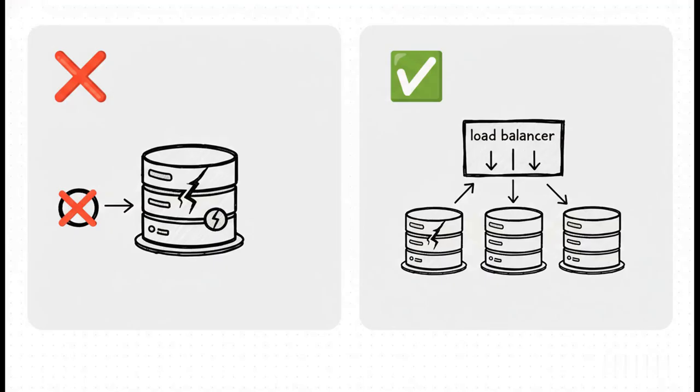And this slide just lays it out perfectly, right? On the left, you've got this really fragile design, one server. If that goes down, game over. The system is offline. But look at the right. A load balancer is spreading the work across a bunch of servers. If one of them fails, it's no big deal. The others just pick up the slack.